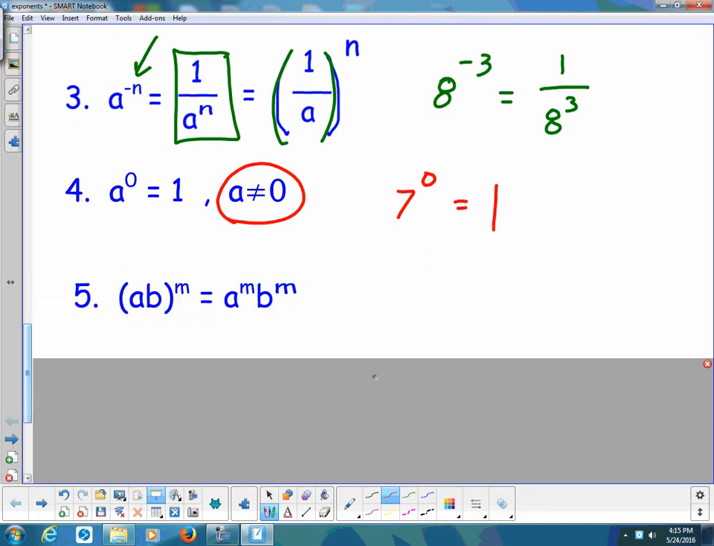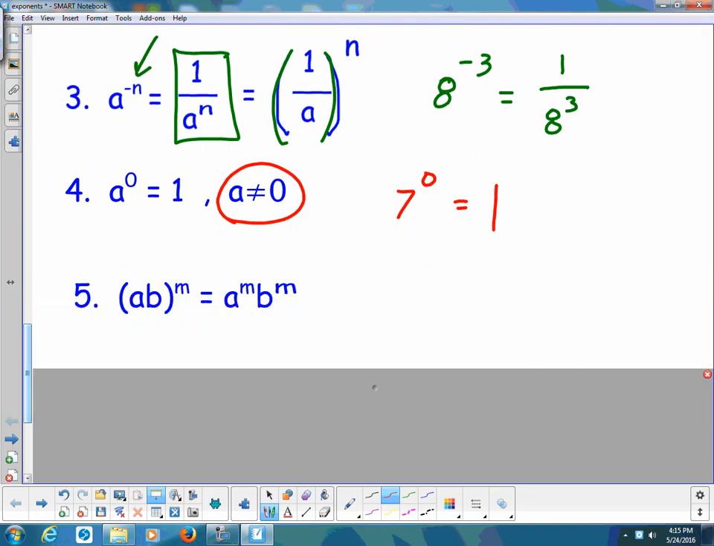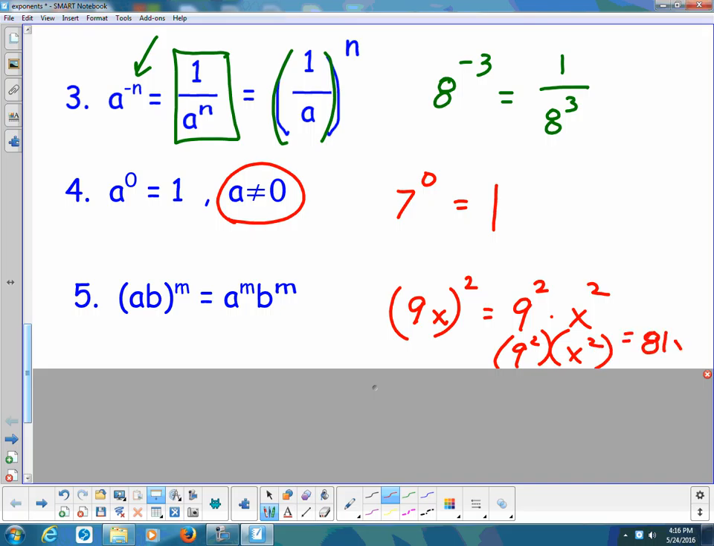Let's take a look at property number 5. If I have (a times b) raised to the m, that's the same as a to the m times b to the m. So for example, if I have 9x raised to the 2nd power, that's the same as 9 to the 2nd power times x to the 2nd power. So I could write that as 9 squared times x squared, which is going to get me 81x squared.